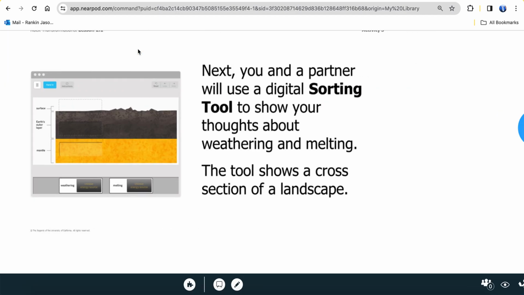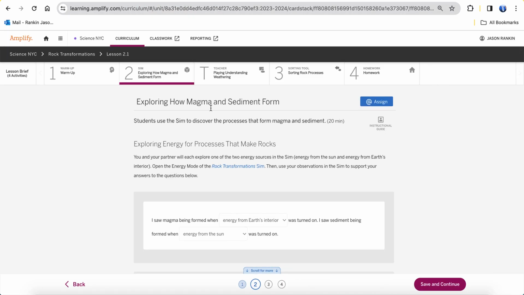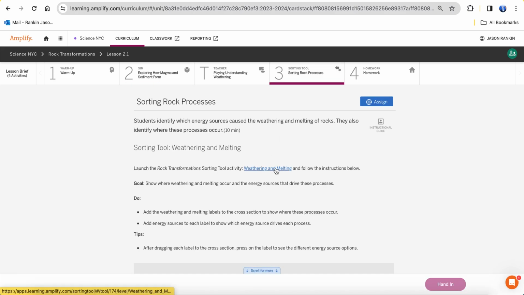All right, sorting rock processes. Let's go over this digital tool. Let's do this together. Make sure this is up on your screen. Click on this link. That'll take you to a modeling tool.